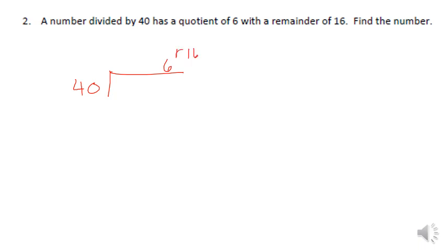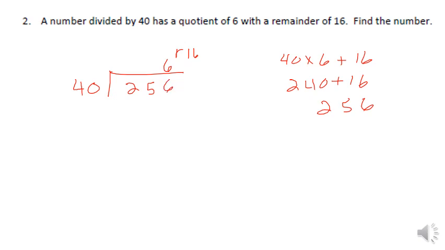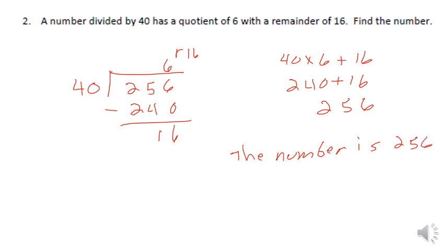So in order to check this, I would do 40 times 6 plus 16, which would be 240 plus 16, which is 256. So I know this here would have to be 256. Let's check and see if that works. 6 times 40 would be 240, and with a 16 remainder. So the number is 256.